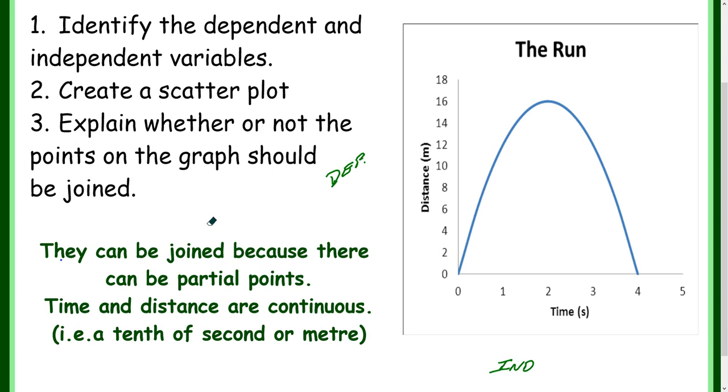Yes, the points should be joined because you can have partial values, and we went over this. Could you have a half a second? And if you have a half a second, could you have a part of a meter? Absolutely. So that's why you can say that these points can be joined.